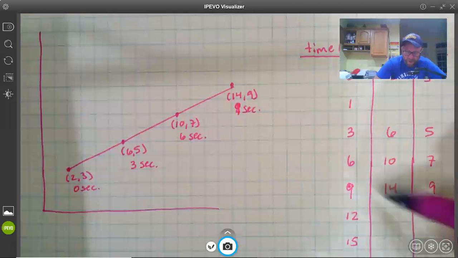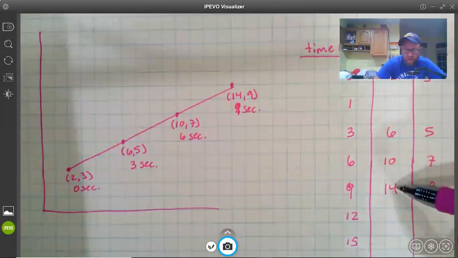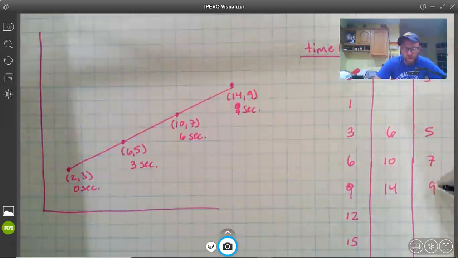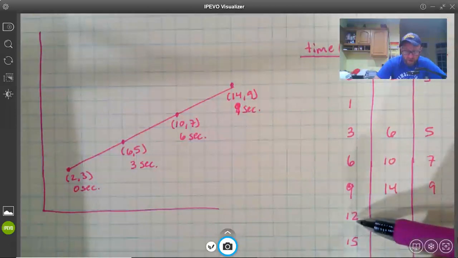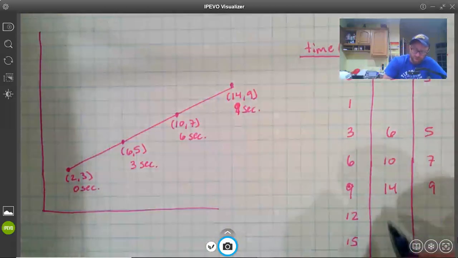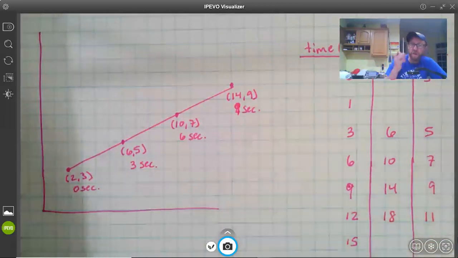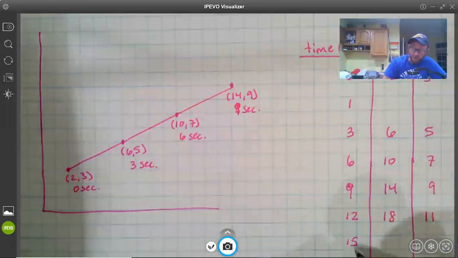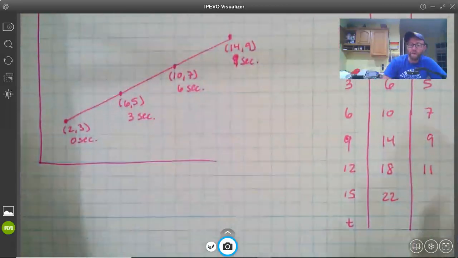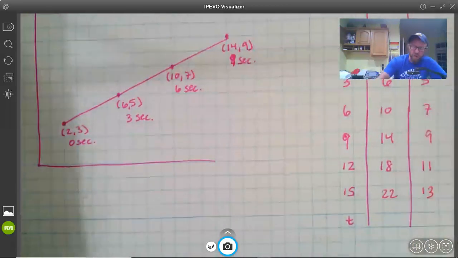So it looks like every 3 seconds, the bug's x coordinate increases by 4, and the y coordinate increases by 2. So let's see, at 12 seconds, which is 3 seconds later, that'd be another 4 in the x direction, so that's 18, another 2 in the y direction, that's 11. And then 3 seconds later, it's going to be another 4 in the x direction, that's 22, another 2 in the y direction, that's 13.